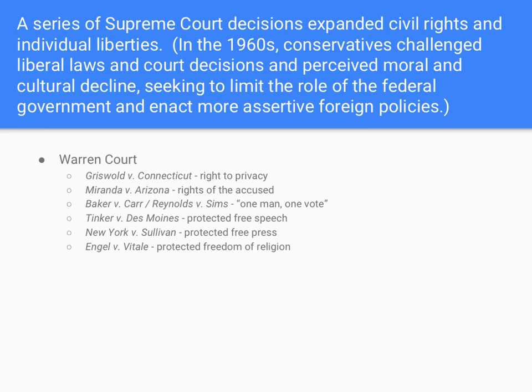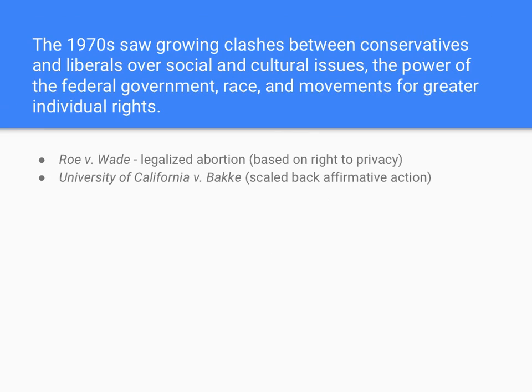The decision New York v. Sullivan protected free press in that time of war and conflict, and Engel v. Vitale protected freedom of religion. And that was one of the earliest cases that essentially established that prayer did not belong in public schools, and we ought to keep that separation of church and state in our public schools in order to protect the rights of people who belong to other religions besides Protestant religions, and in order to protect the rights of people who don't affiliate with any religion.